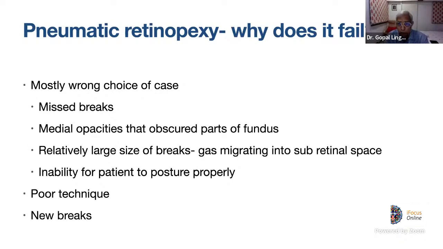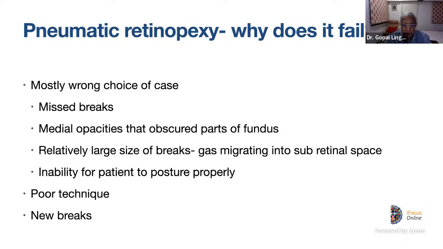But why does pneumatic retinopexy fail? Mostly because of a wrong choice of case. Very often people tend to do pneumatic retinopexy because they are hard pressed for time. They don't want to do scleral buckling. You say, okay, let's gain some time. I'll do pneumatic retinopexy. If it fails, I can always do a surgery. So that is a very, very wrong indication. Just because you don't have time to do a major surgery, you should not put the patient through pneumatic retinopexy. So it fails mainly because of a wrong choice of case.